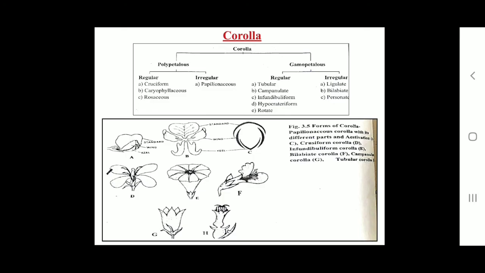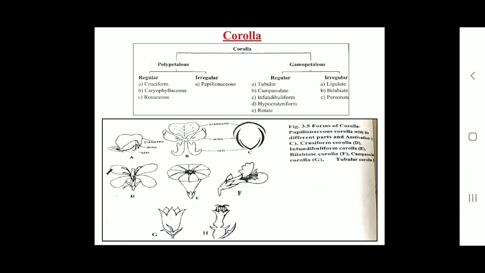Then the next point is forms of corolla. On the basis of shape and free or united conditions, corollas are of the following types, that is polypetalous and gamopetalous. In polypetalous it is regular or irregular, and in gamopetalous it is regular or irregular. So first we see the polypetalous corolla. Petals are free. It may have regular forms like cruciform, caryophyllaceous, rosaceous, or irregular forms like papilionaceous. So first we see what is meant by cruciform corolla, that is cross-like. The corolla is polypetalous and actinomorphic.